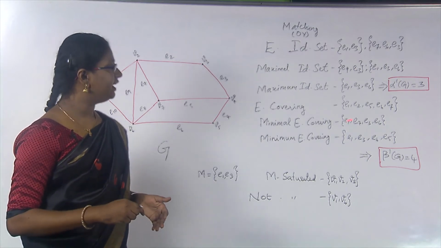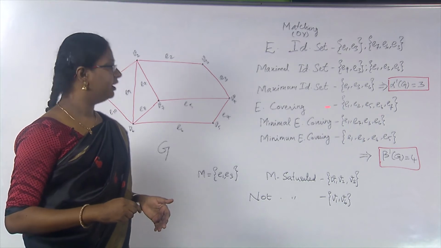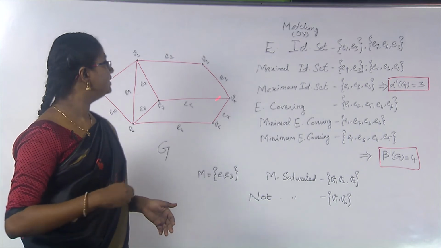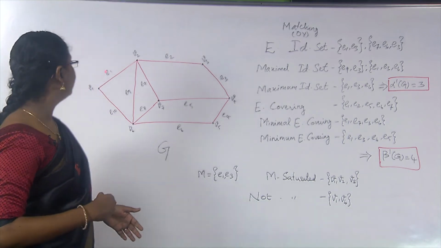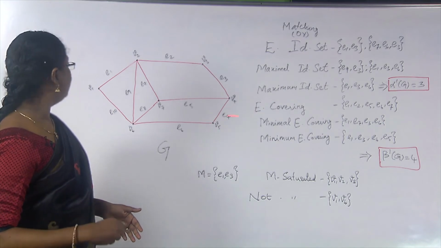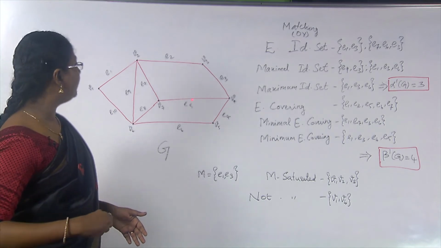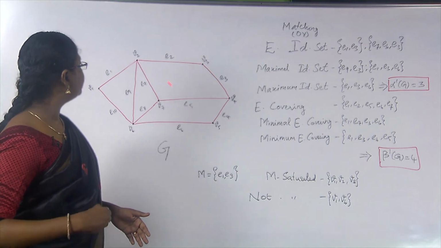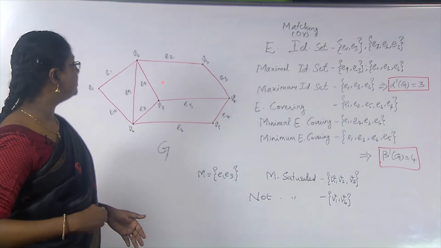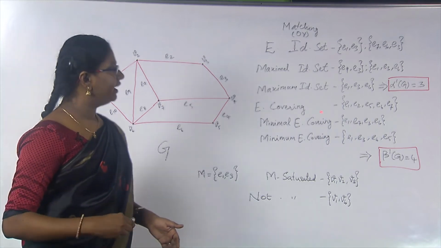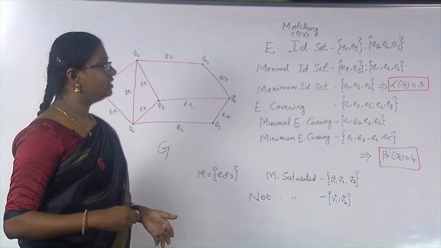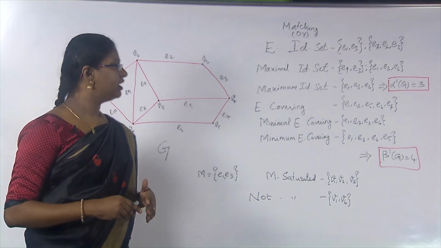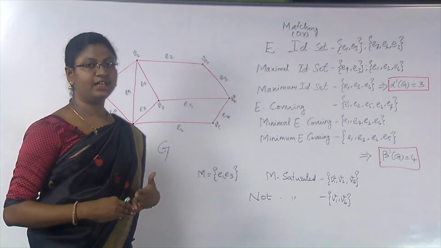So, consider E1, E2, E5, E6, E7. Here we have 5 edges, and these 5 edges will cover all the 7 vertices. For example, E1 will cover V1 and V2, E2 will cover V2 and V3, E5 will cover V7 and V4, E6 will cover V6 and V5, E7 will cover again V2 and V7, which means all the vertices are covered by this set. So, this is also an edge covering, but here we are interested in finding minimal edge covering, because even if we include all the edges, that will eventually cover all the vertices.